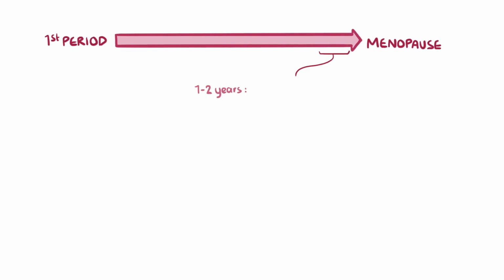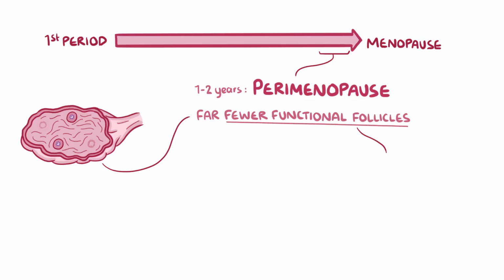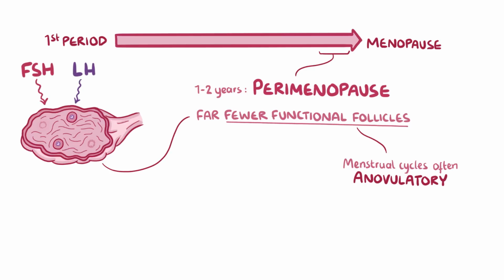Now, a couple of years before menopause, the woman enters a transition period called perimenopause. And during perimenopause, the ovaries have far fewer functional follicles, so the menstrual cycles preceding menopause are often anovulatory. Anovulatory means without ovulation, and that's because none of the follicles are responsive enough to FSH and LH stimulation in order to mature and release the oocyte at ovulation.